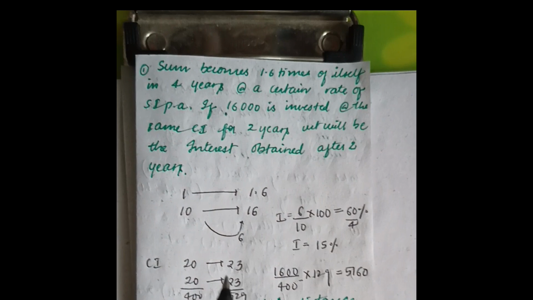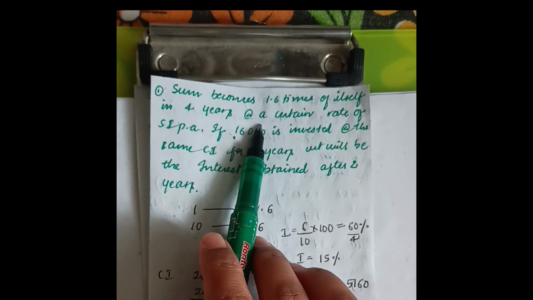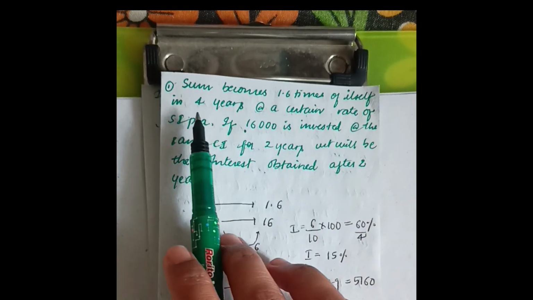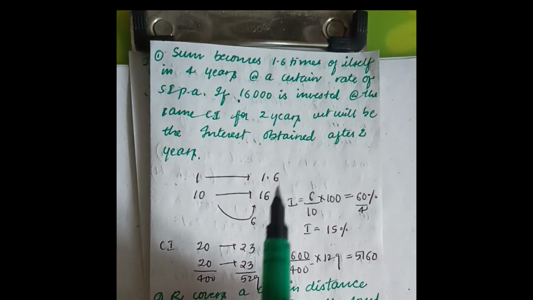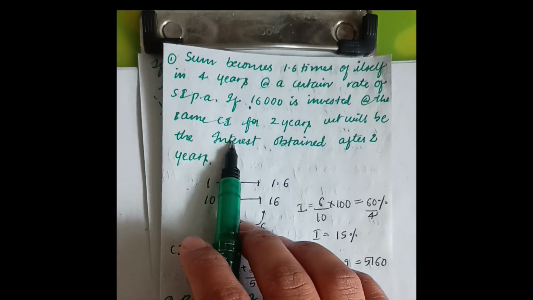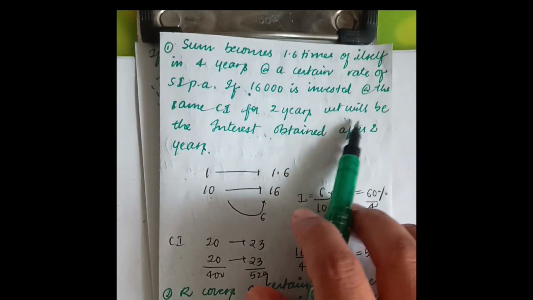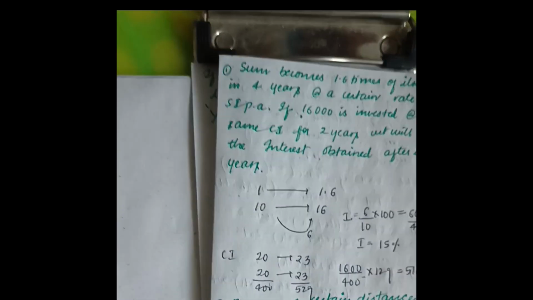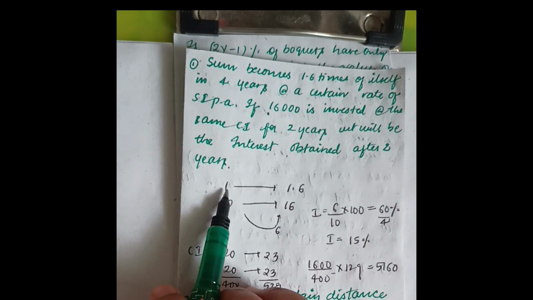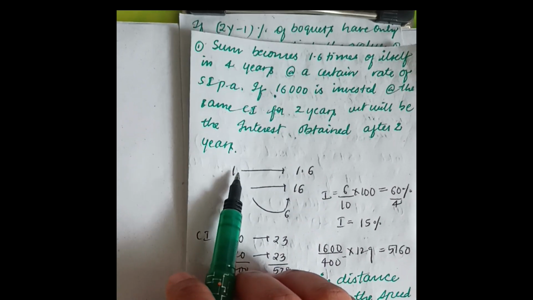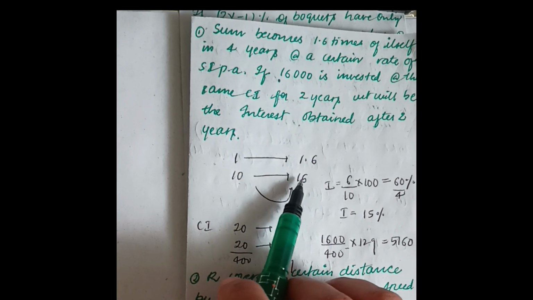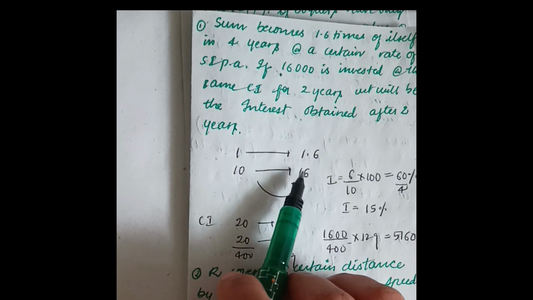So today's first question. A sum becomes 1.6 times of itself in 4 years at a certain rate of simple interest per annum. If 16,000 is invested at the same rate of compound interest for 2 years, what will be the interest obtained after 2 years? So here this sum will become 1.6 times. Let's write the 1 as 10 and I write 1.6 as 16 here.